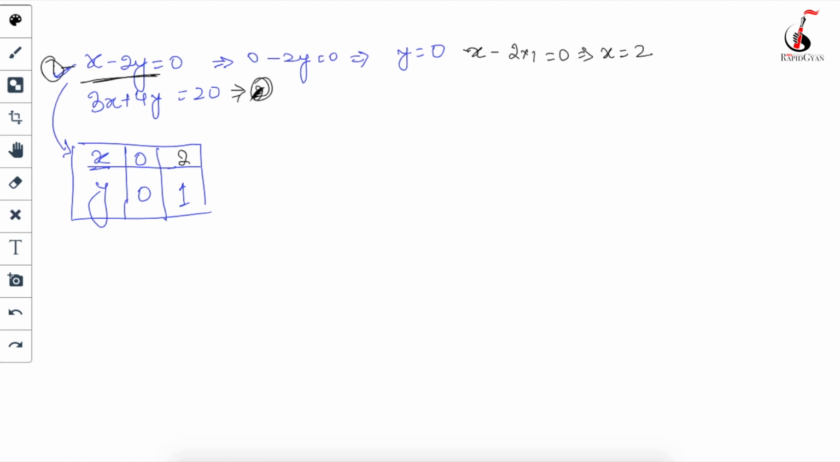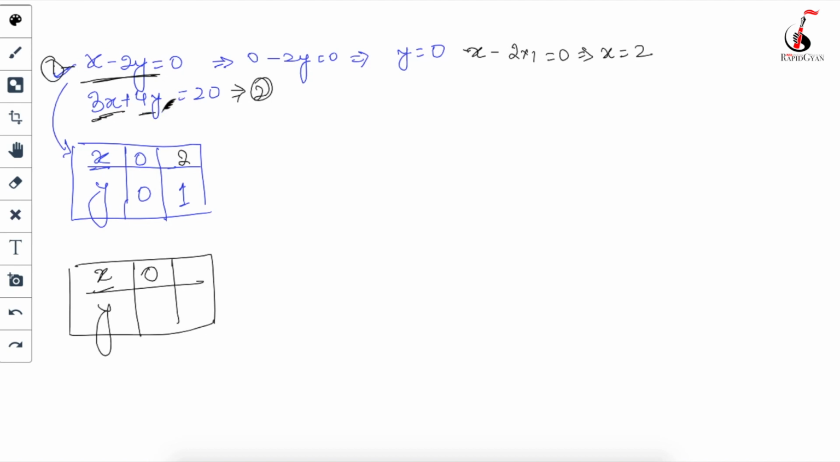In this case also you will have to find two values. So let me write it over here, x, y, and I am going to find two values for this. Let's take the first value: I am going to take x as 0. So if x is 0, this becomes 4y is equal to 20. So y is equal to 20 upon 4, which is 5. Correct?